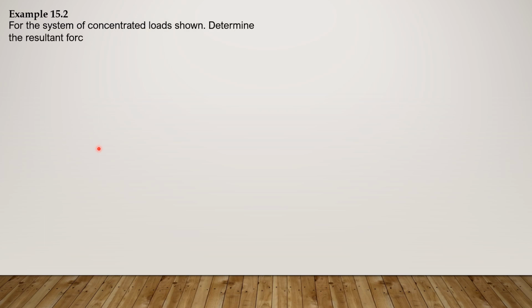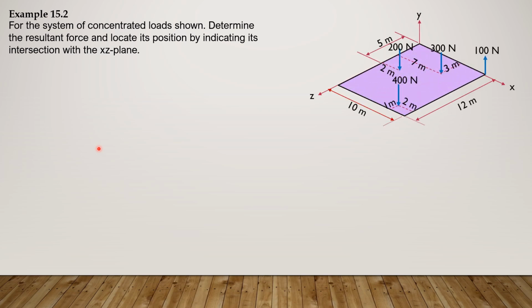Now for example 15.2, the second example, for the system of concentrated loads shown, determine the resultant force and locate its position by indicating its intersection with the XZ plane. So that's the figure. So first, let's solve for the magnitude of the resultant. So let's draw another figure.